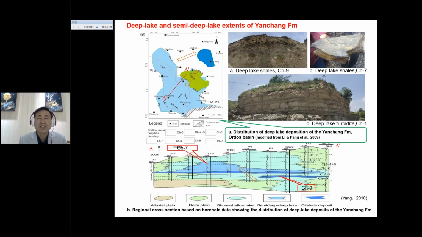Deep lake and semi-deep lake extents of the Yanchang Formation. From the distribution of deep lake deposition of the Yanchang Formation in the Ordos Basin, we can find the migration of the deep lake extent southwest, then to northeast, from Chang 9 to Chang 7, and then Chang 1. Here are some examples of deep lake deposits. We can also find the migration of deep lake deposits in this profile.